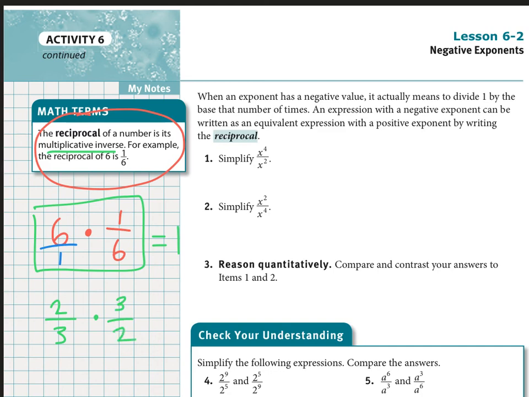Just flipping the fraction again to make it equal 1. Okay, so let's dig into this a little bit. Let's see what's going on. Can we simplify x to the 4th over x to the 2nd? Okay, and let's do it two different ways.